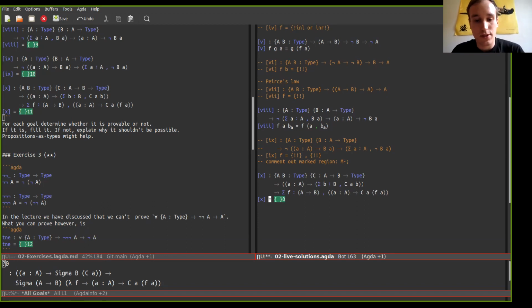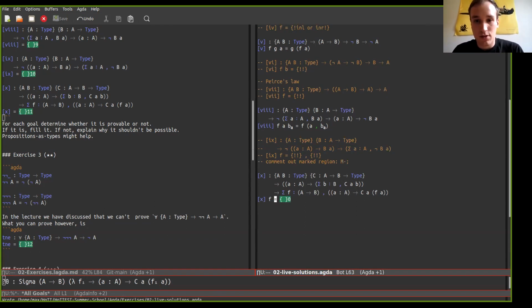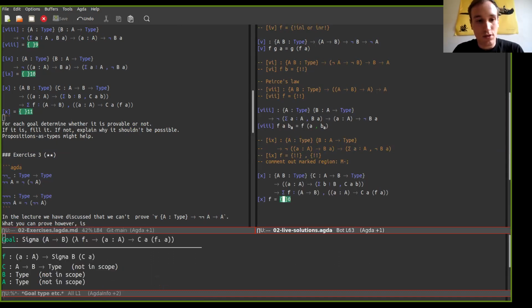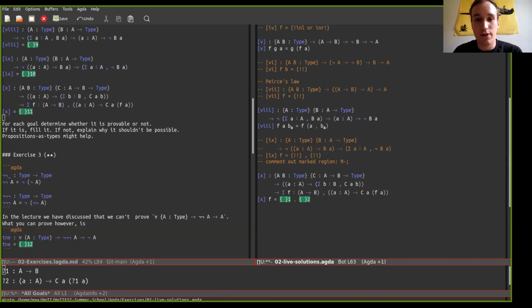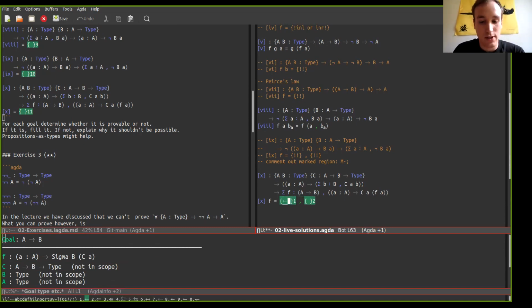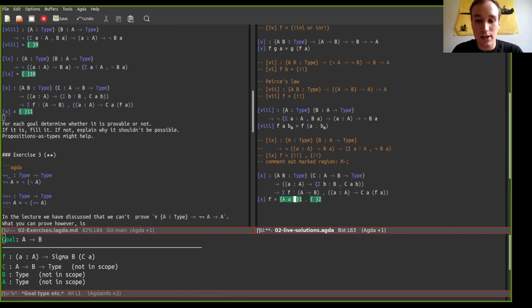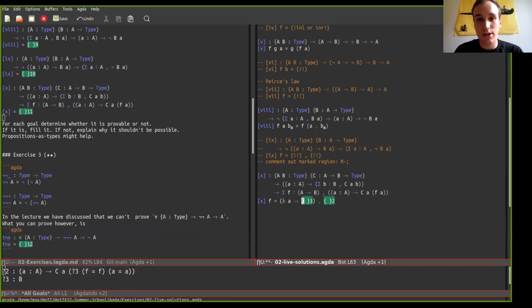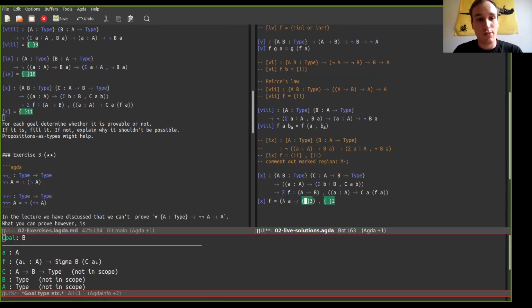So let's do it. We have an F that takes an A and gives us something in the sigma. And then we have to provide a sigma type. So we can do Control-C, Control-R to refine. And we have to give two things. First, an A to B. So this will be a function, lambda A to question mark, Control-C, Control-R to refine. We have to give it something of type B.